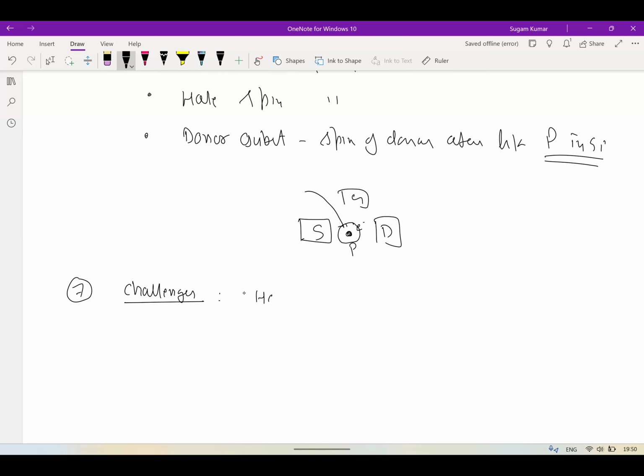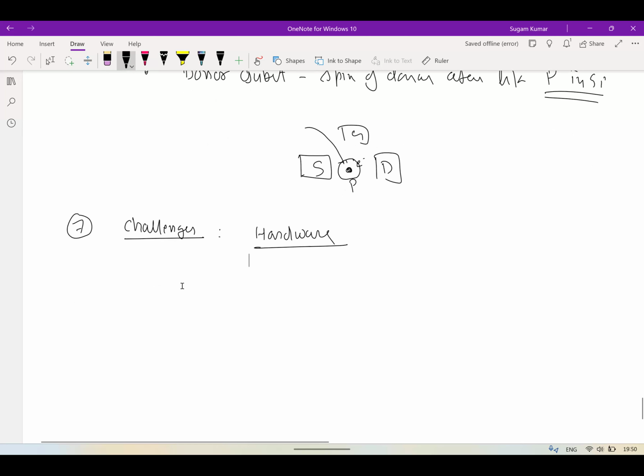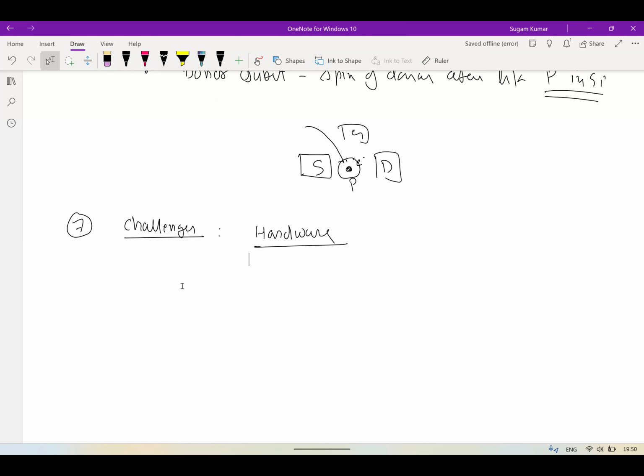Challenges in the hardware. There's no challenge in the software, but challenges are there in the hardware. And the major hardware issue, if we talk about it, is the decoherence. So we will talk about decoherence. I think by the time I come to this topic, you might already have the concept of decoherence in detail. I told you how long the electrons remain in the coherent state or in the superposition state. That is called the decoherence time.